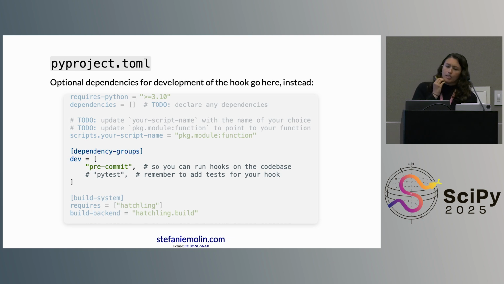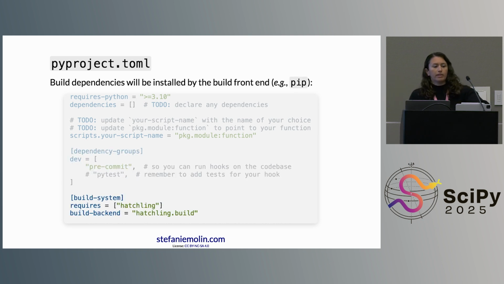And then, since we're making a package, you're going to have information about the build system. When you build the package, like when you do pip install, pip is the build front end, and then it has to have a back end that will actually build it. This just tells it which one to use. You can just copy and paste that. You don't have to figure out what to put there.